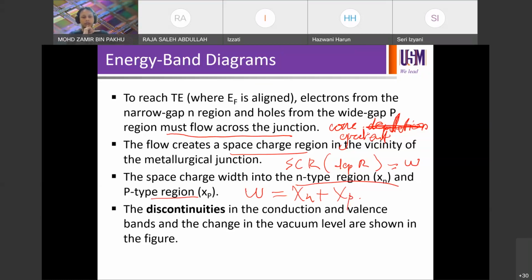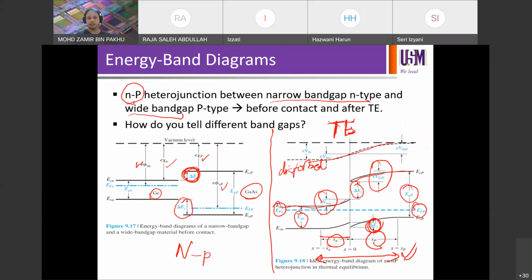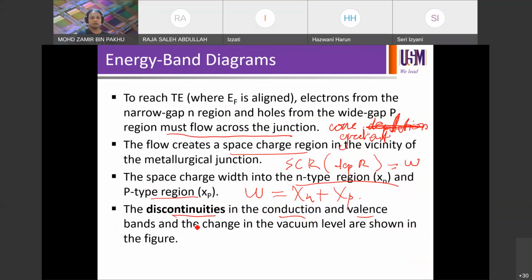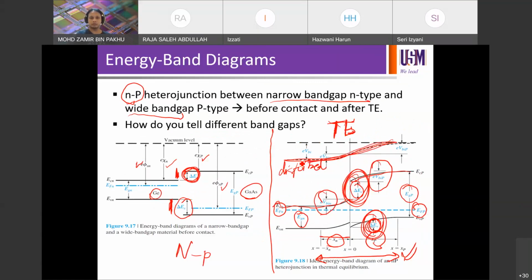So the discontinuities in the conduction and valence band and the change in the vacuum level are shown in the figure, right? So you can see the discontinuity in EC and EV, which are labeled here. The delta is the discontinuity that is expected when you combine narrow and wide bandgap as a heterojunction. So EC and EV, and also the vacuum level. The change in vacuum level is also illustrated here. We also discussed this one, following the profile of EC, due to the thermal equilibrium condition.